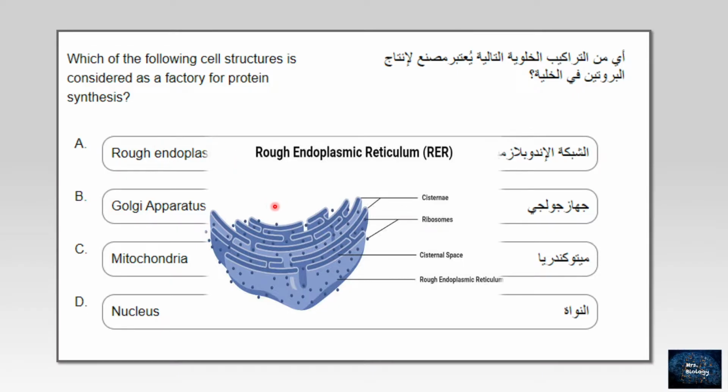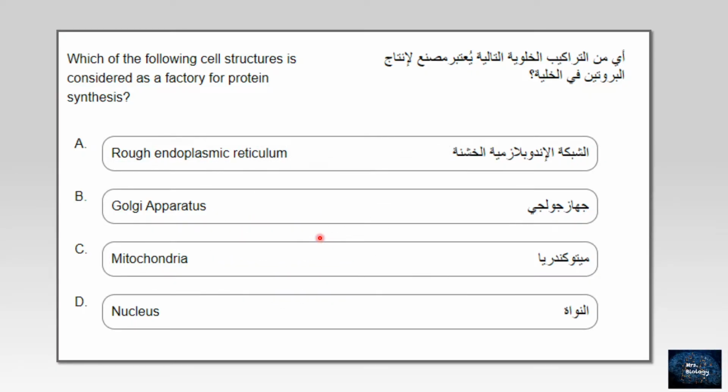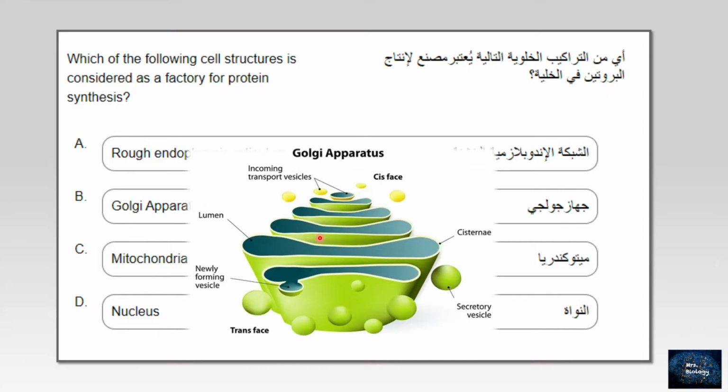That makes sense. This is the right answer because we all know that on this endoplasmic reticulum we have the ribosomes, and the ribosomes are considered the factory for protein synthesis. Good. Before choosing A, let's read the rest. Golgi apparatus: used for further processing of a protein to transport it outside, and other functions.